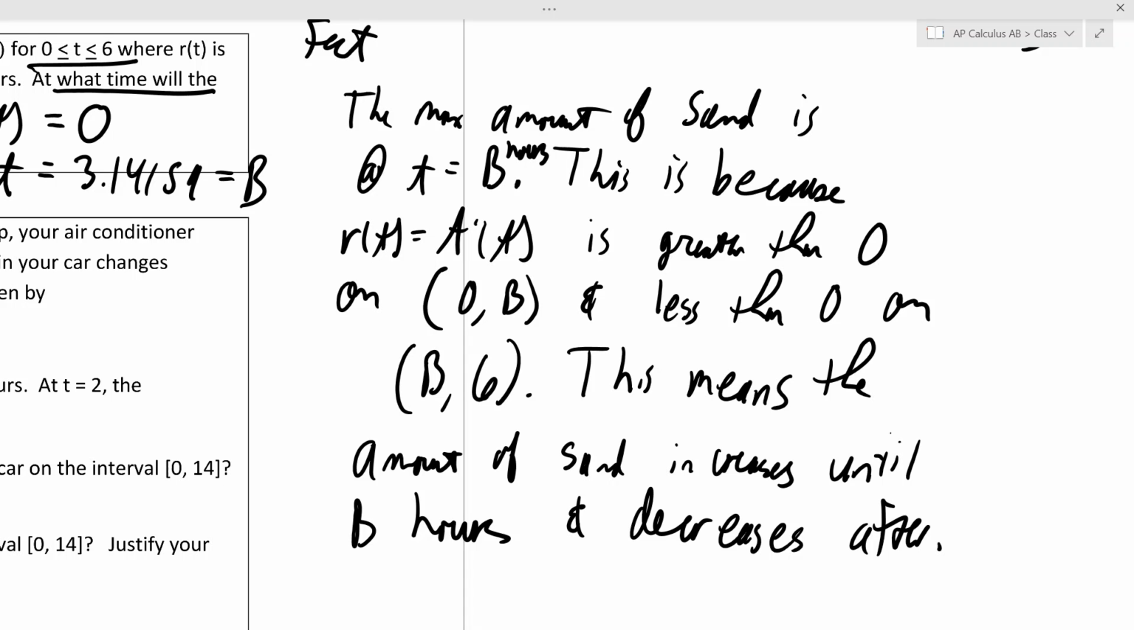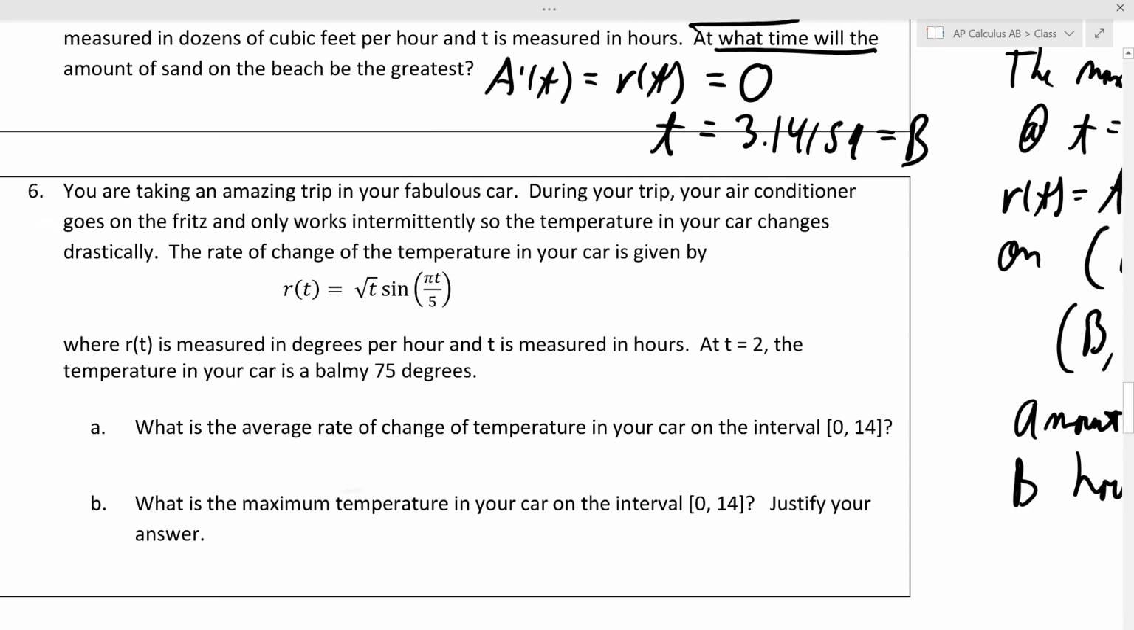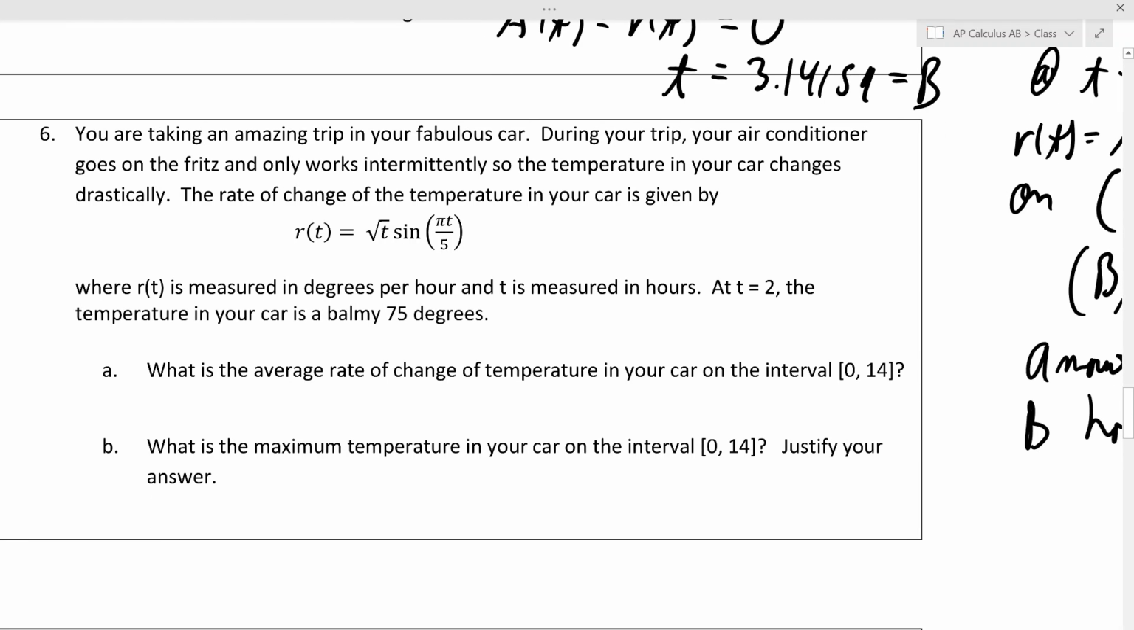Okay. So that's it. All makes sense. Very good. So look at number 6. It says you're taking a trip in your fabulous car. During the trip, your air conditioner goes on the fritz and it only runs for a while. The temperature is going to be like this, so that's the derivative of your temperature, which tells you how fast the temperature is changing. And we know what's the average rate of change of the temperature for part A.